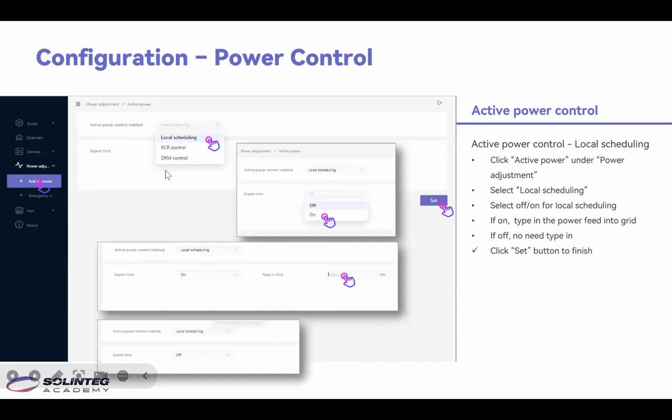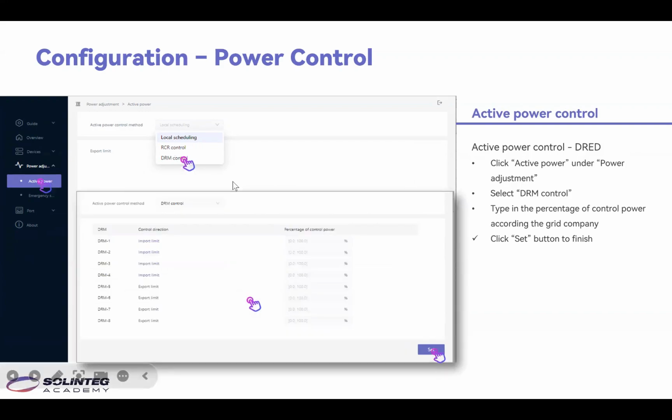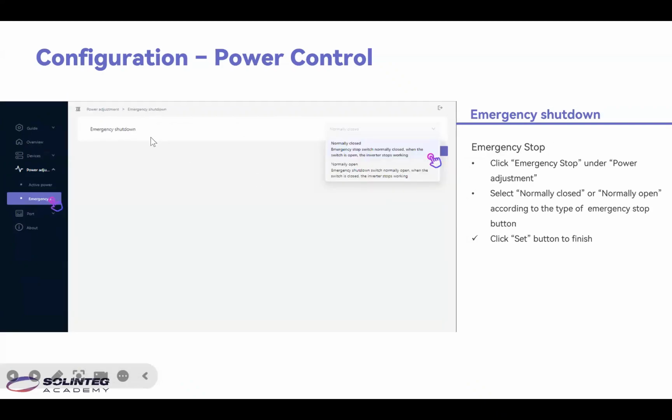Among the other options, you can also set the active power and choose the local scheduling. You can set the export limit by yourself, and you can also choose to use the RCR device or DRED device to control the export power. Here you can also choose whether to use the emergency stop function. Okay, and you can follow this document for the configuration.